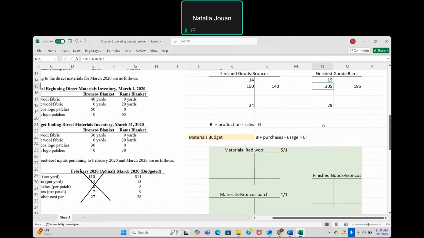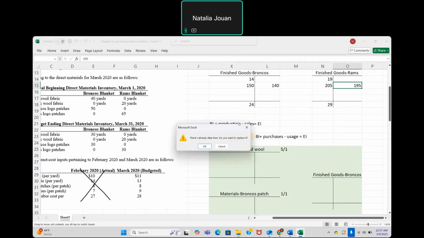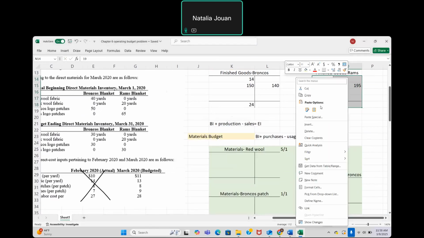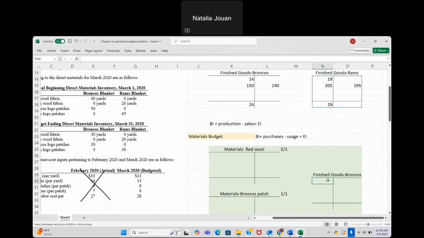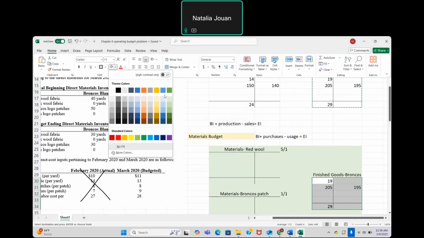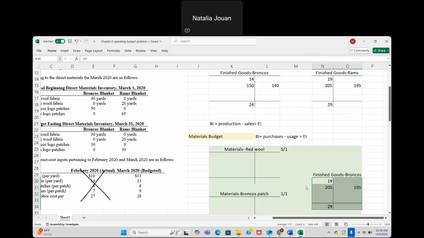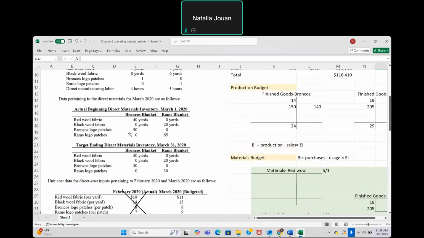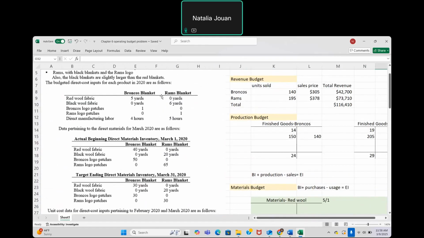So let's start with Broncos. We can copy this information right here. Same without the color coding. Let's color code it here. Okay. So we are making 205. And now we want to know how many units of each input we're going to need. Okay, so for that, we need to figure out what the ratio is. And that's where we're going to go to our first chart right here, input per output.